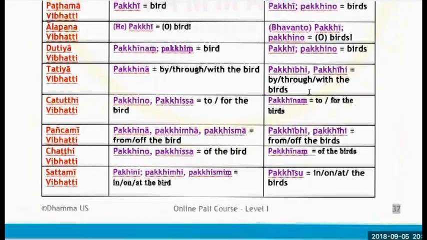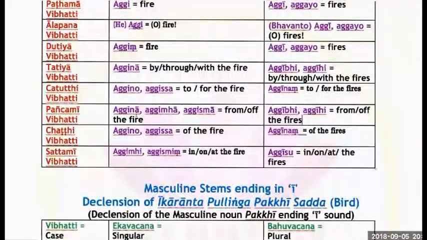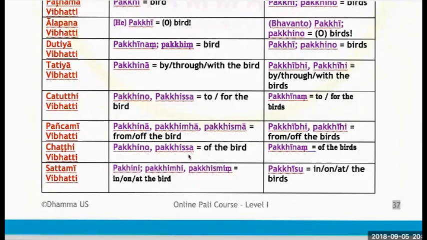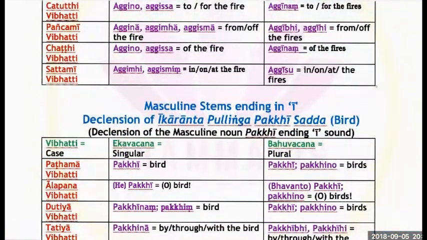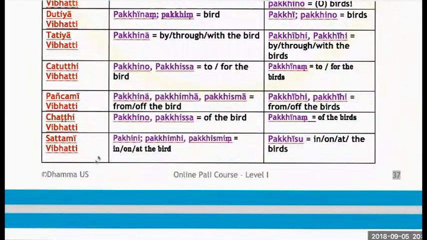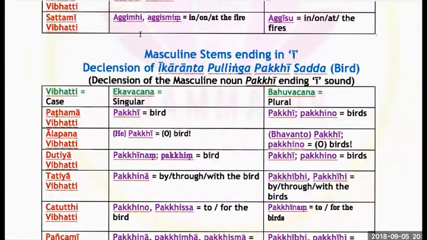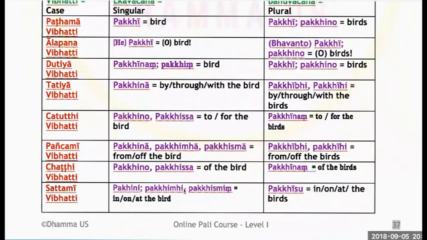Let's check aggisadda: aggina, aggimha, aggisma, aggibhi, aggihi. Same. These vibhattis are actually the same. And then chatthi: pakkino, pakkisa, pakkinang. Same with aggisadda: aggino, aggisa, agginang. Let's see sattami: pakkini, pakkimhi, pakkismin, pakkisu. Compare with aggisadda: aggimhi, aggismin, aggisu. We have one word extra here, pakkini, at the beginning.